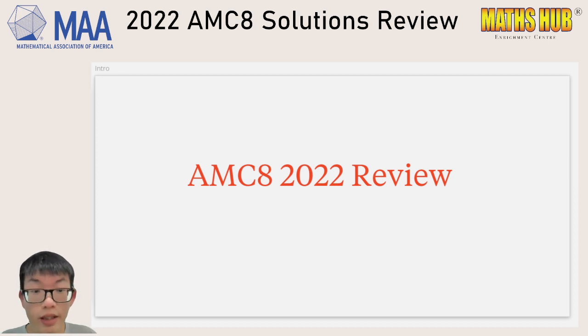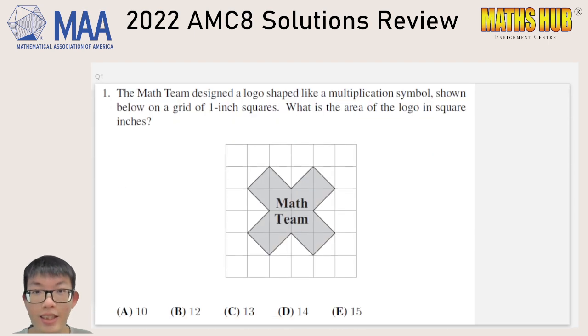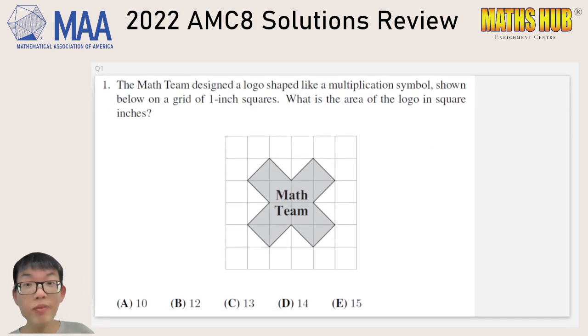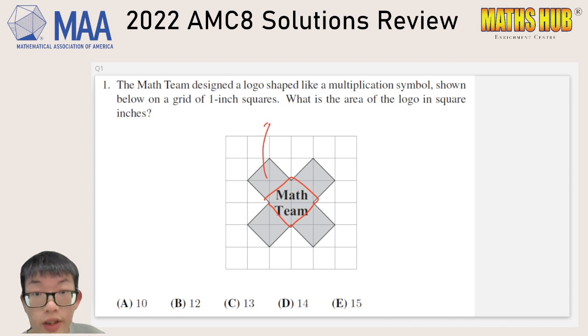Now remember that the AMC8 is a very quick contest, 40 minutes, so we are only going to take hopefully less than 40 minutes to go through these problems. Question 1. The math team designed a logo shaped like a multiplication symbol shown below in the grid of 1-inch squares. Okay, so what is the area? Well, we notice that it is formed by these 5 slanted squares, and each of these 5 slanted squares has an area of 2. So 2 times 5 would give you 10.